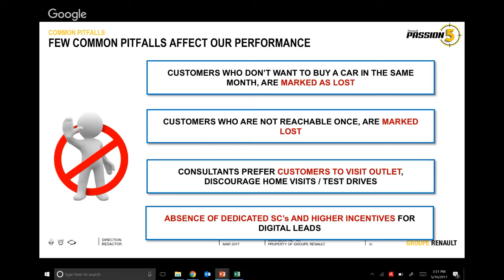So it is very important that we have a dedicated digital team, and to make sure the team does not feel demotivated, we can have a higher incentive structure for the consultants who are working on digital leads. For digital leads, we need to have a conversion of 8 to 10%. Because the conversion is slightly lower than the walk-in leads, it is important that the executives do not feel demotivated working on digital leads. So we can have a higher incentive structure for them, because digital leads also have that kind of scope, as much as walk-in leads.